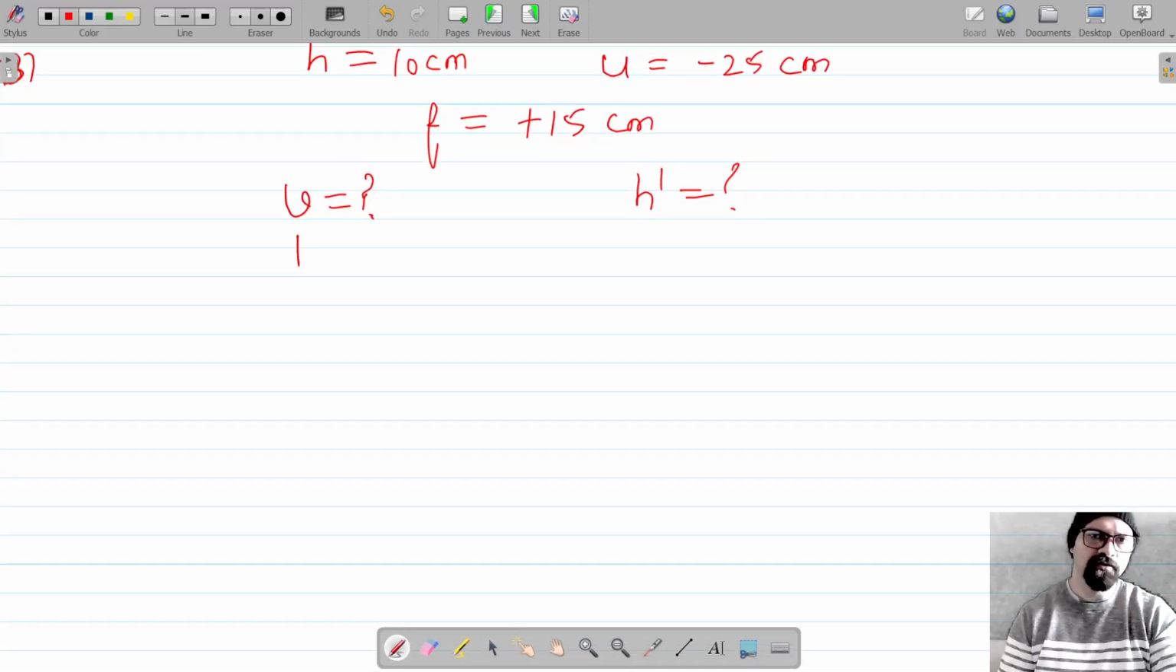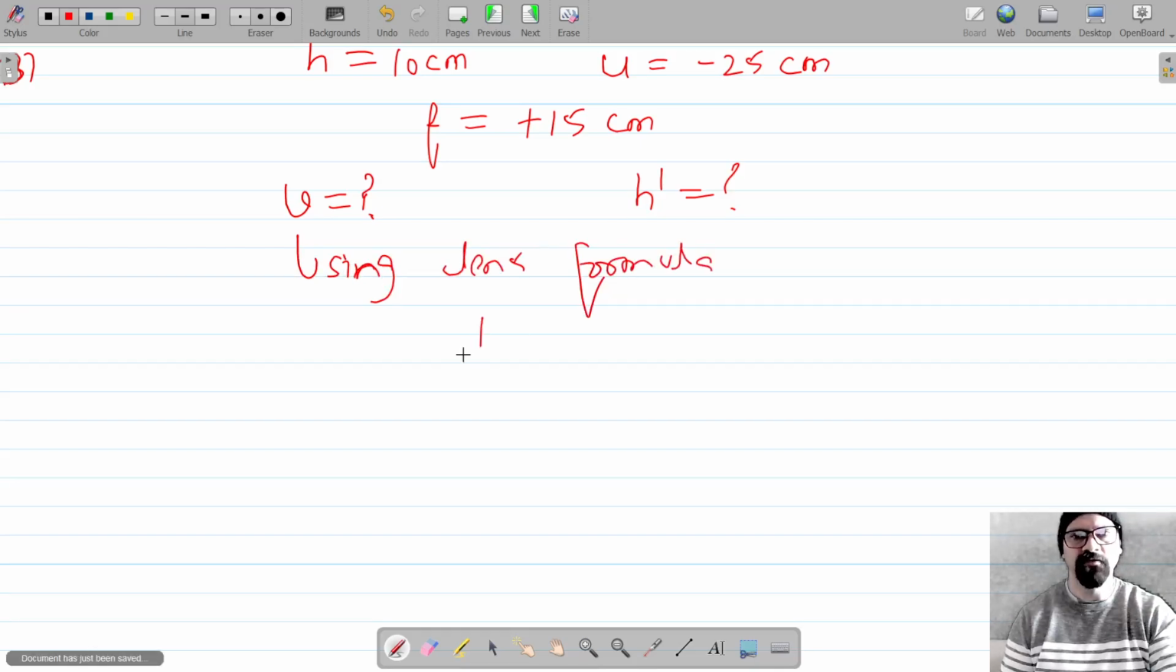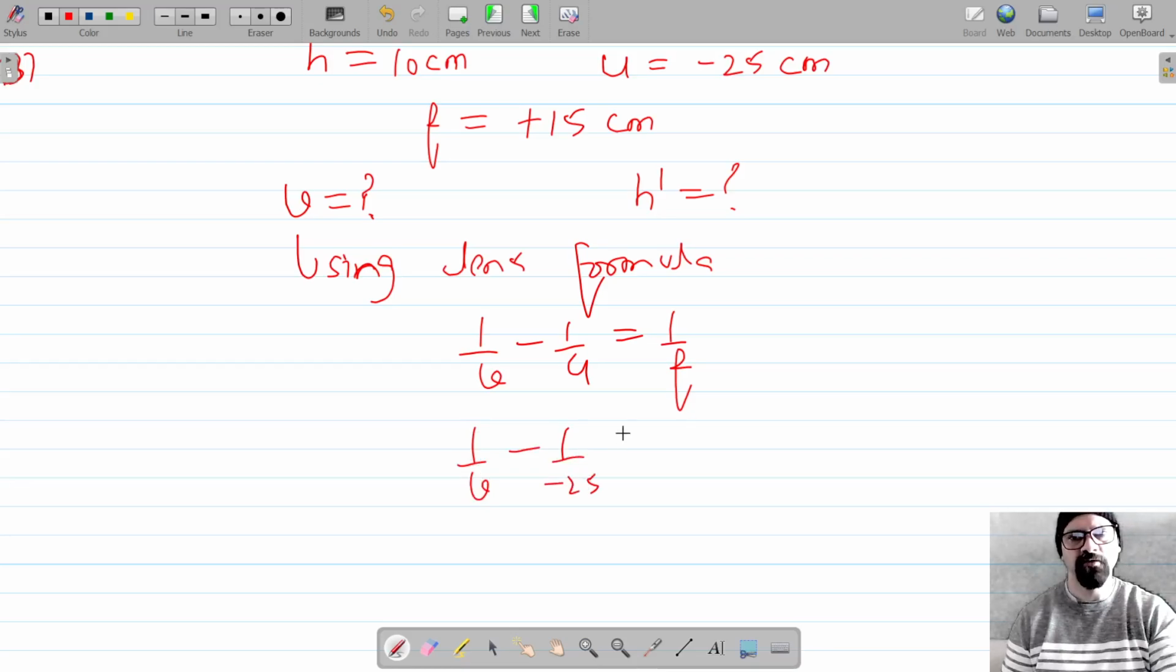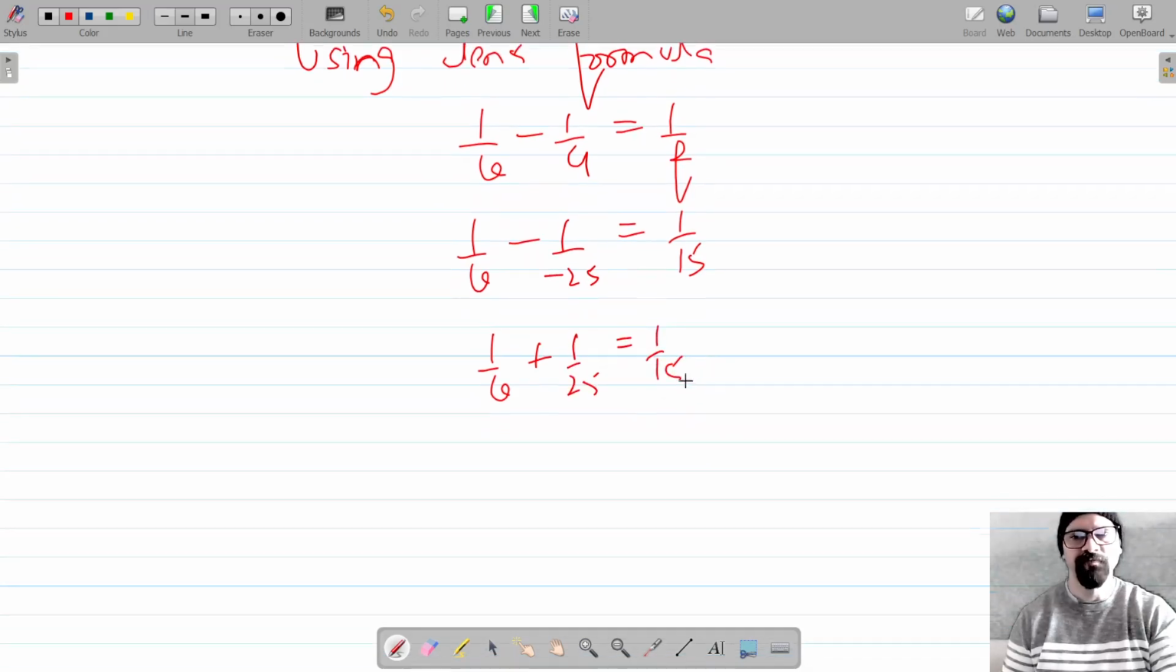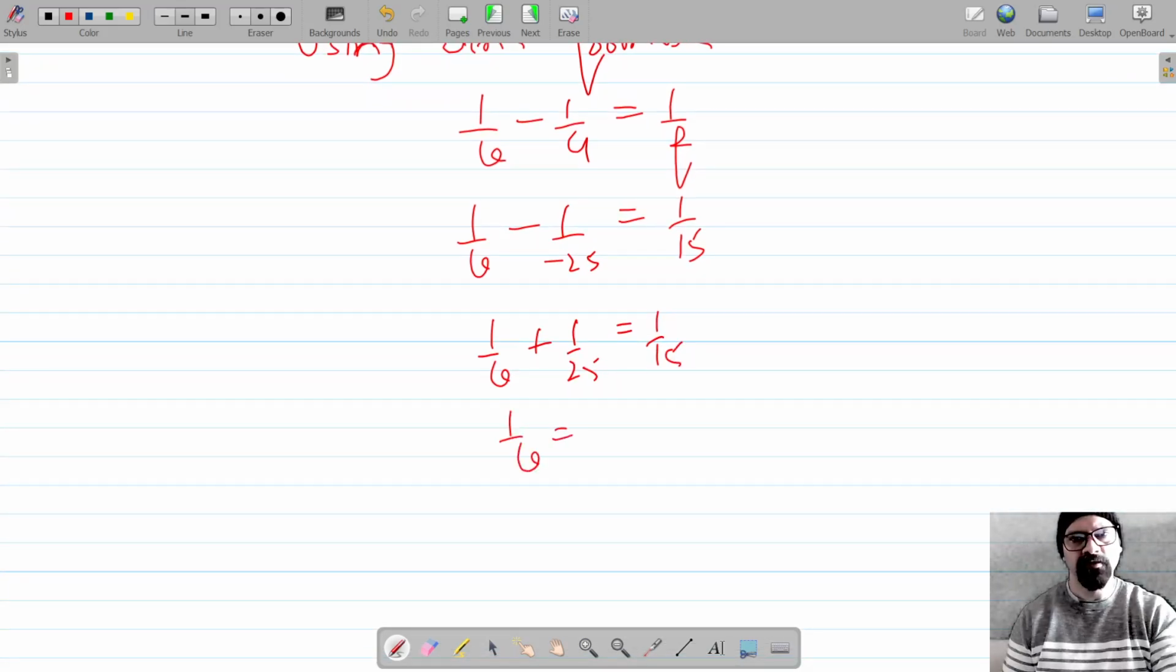Now let's use the lens formula to find the image distance. The lens formula says 1 upon v minus 1 upon u is equal to 1 by f. So we have to find v. u is negative 25, f is 15. So this becomes 1 upon v plus 1 upon 25 is equal to 1 by 15, and 1 by v is 1 by 15 minus 1 by 25.